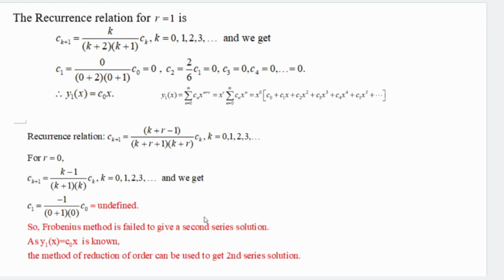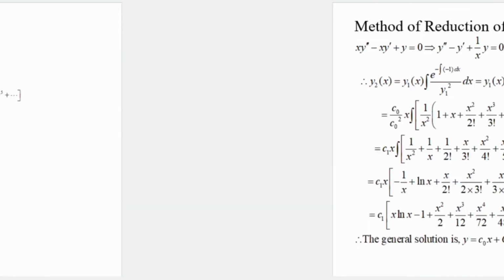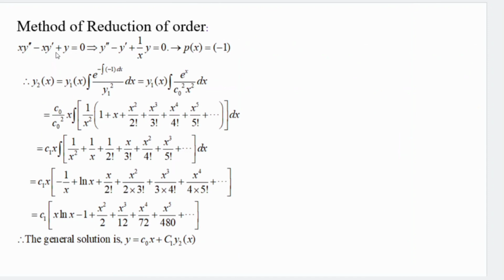So you have to use reduction of order, as we already know one series solution y1. That means to find the second series solution we cannot use the Frobenius method, we have to use reduction of order. Now we use reduction of order here. So this is our given equation. We make it standard form: y double prime minus y prime plus 1 by x y equal to 0. Here p is equal to minus 1.